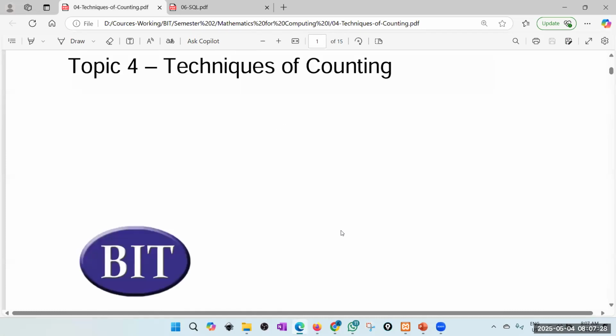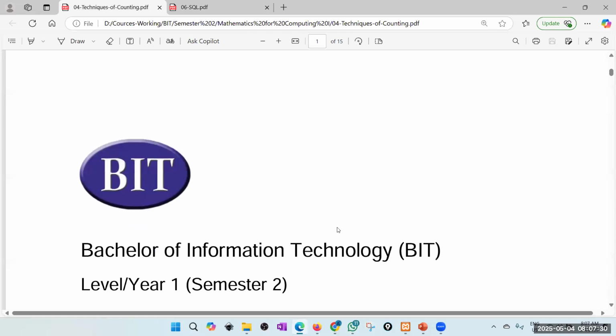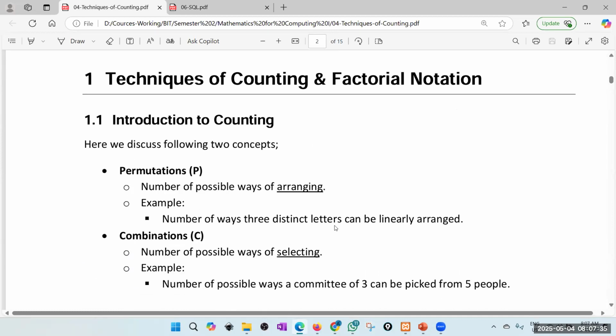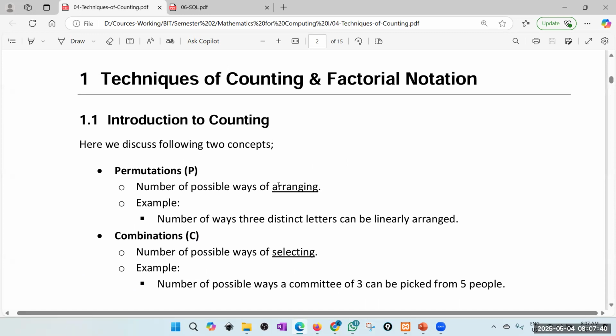So techniques of counting is a separate topic. Those who have done A-level maths definitely have done this topic, but if you haven't, maybe this is a completely new topic for you. In this topic you need to understand the concept. You don't have to do many calculations. If you have understood the concept, you can straight away write the answer.